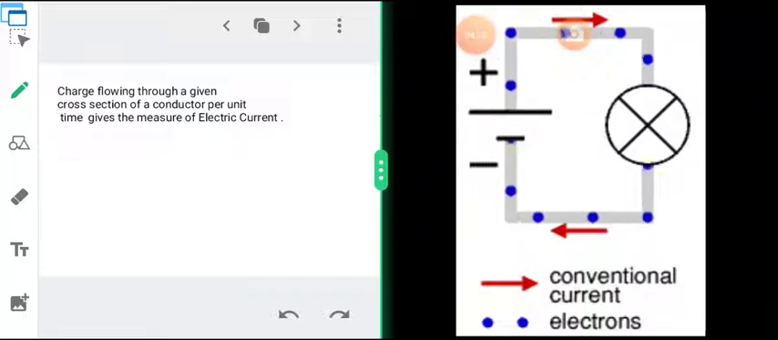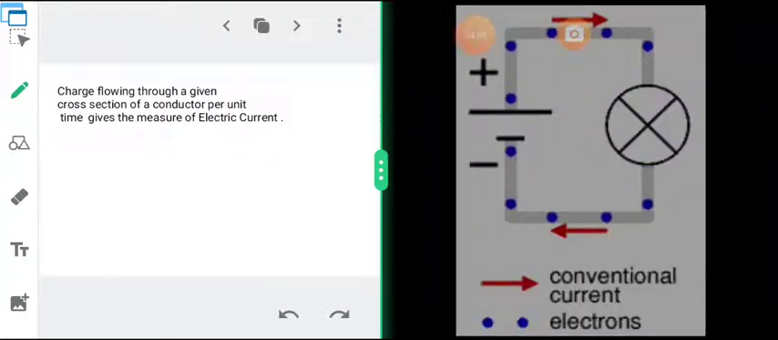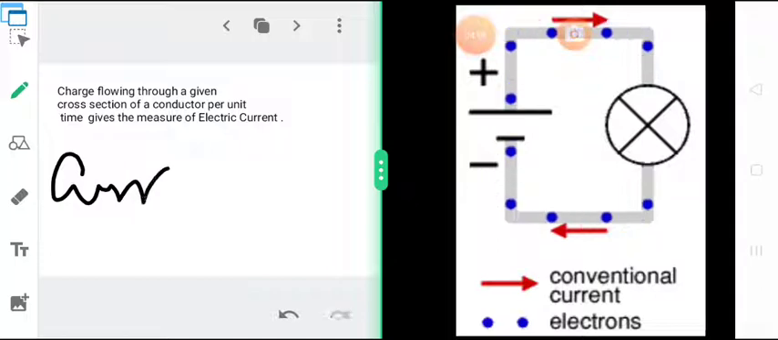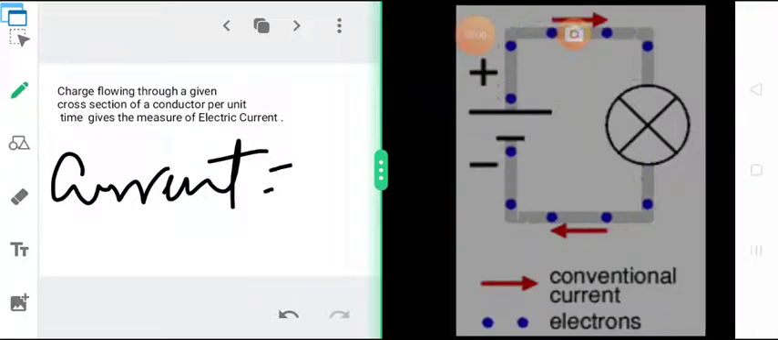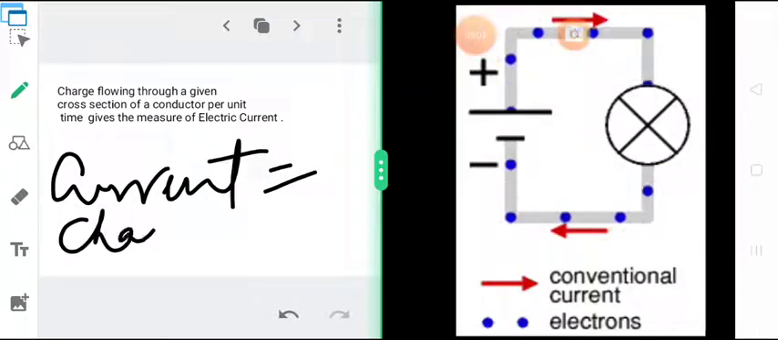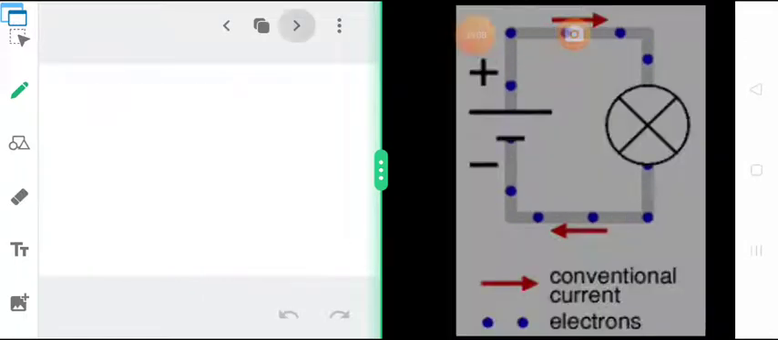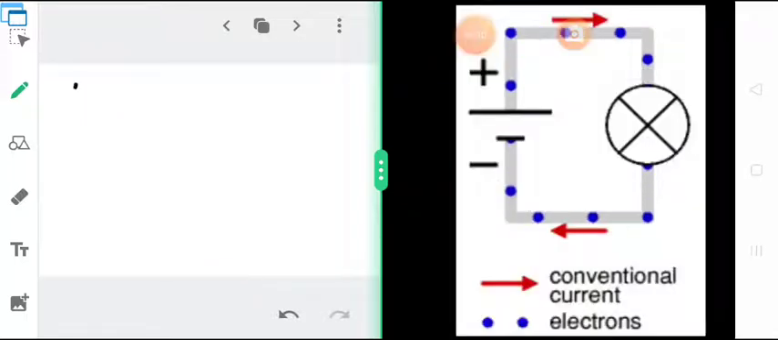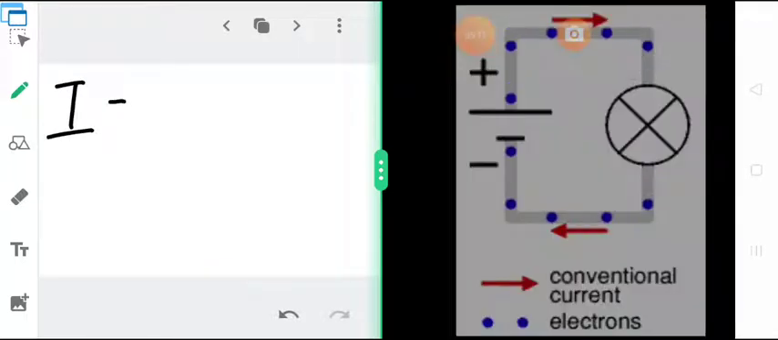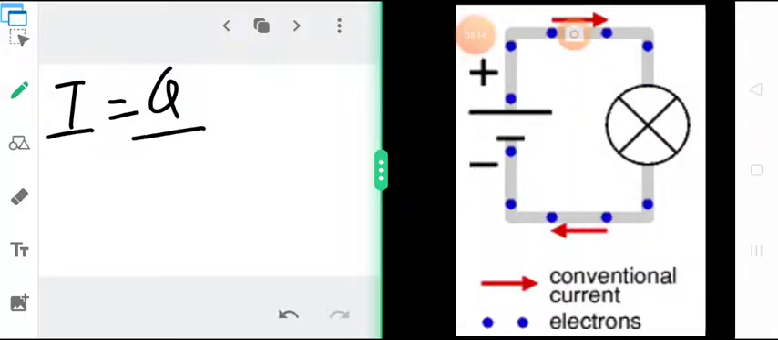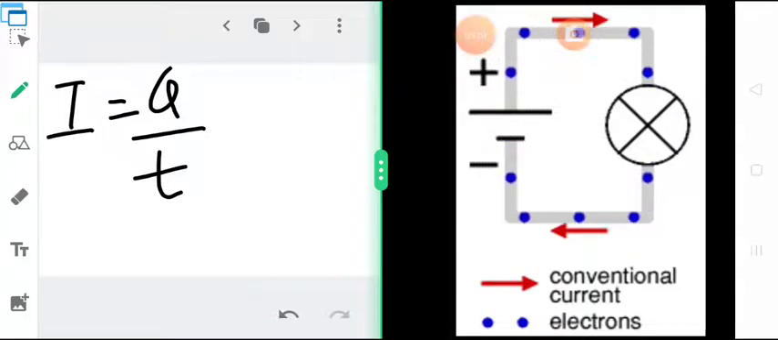From the definition, we can obtain an expression for current as charge divided by time. Mathematically, current is equal to charge by time. I is equal to Q by T. I stands for the symbol of current.